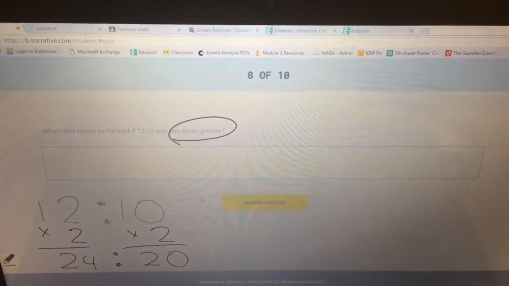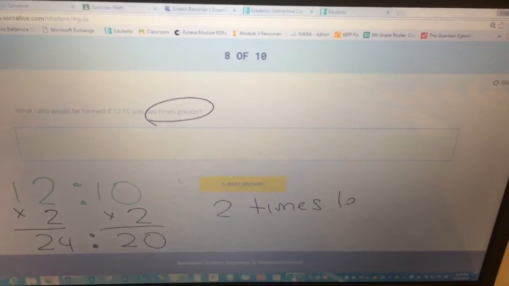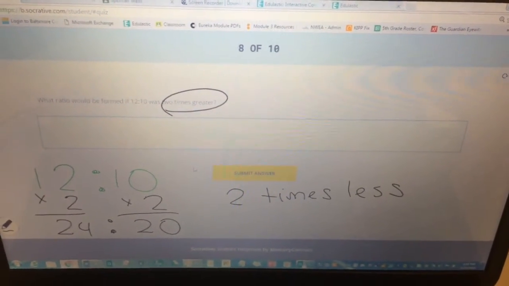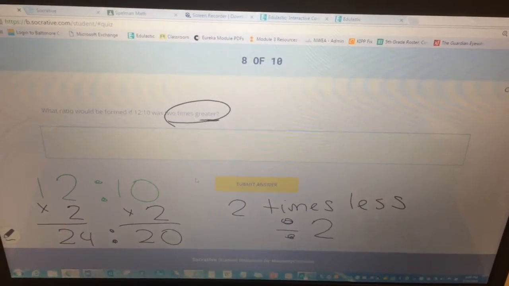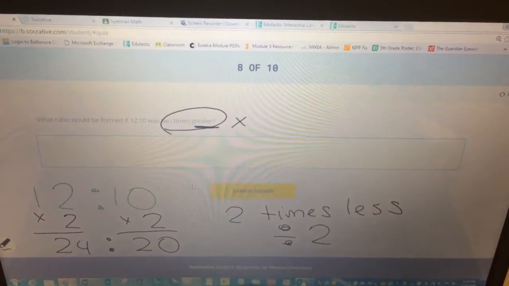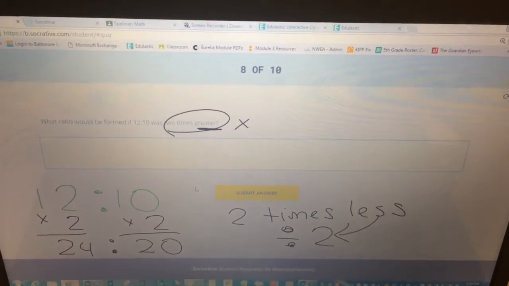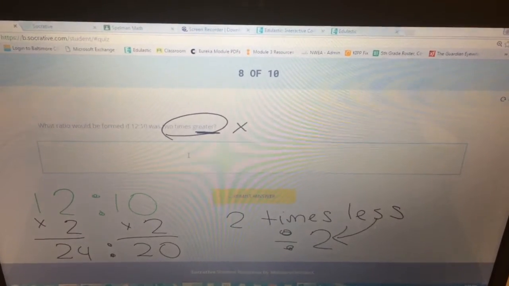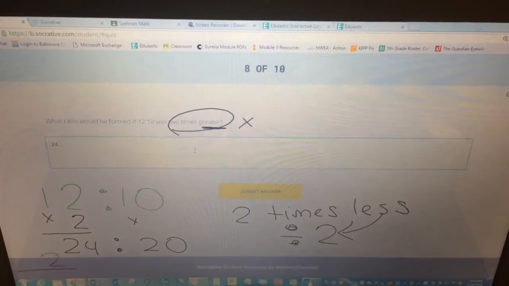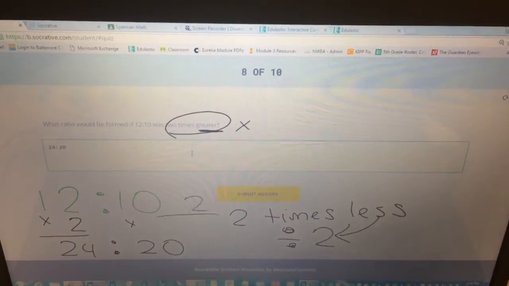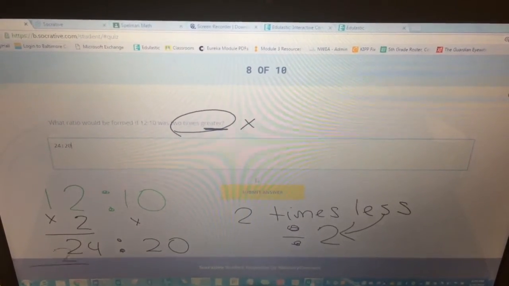Now, if it asks us for one that was 2 times less, now this one doesn't, but just in case you see one like that, 2 times less would mean you would need to divide by 2. But in this case, it's 2 times greater, so we're multiplying, and less means that we would divide by 2. Okay, so in this case, our answer was 24 to 20. That was our new ratio, so we're going to type in 24 to 20 as our new ratio. And there are numbers going all over the place, and that's fine because it's technology.